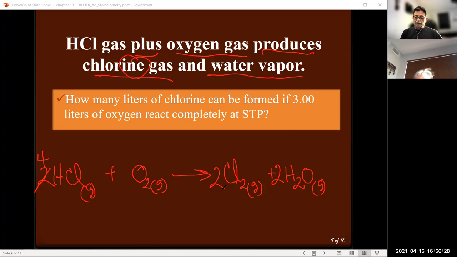Wow, okay, let's find out if I'm balanced now. I got 4 hydrogens on the reactant side, 4 on the product side. 4 chlorines in the reactants, 4 Cls in the products. 2 oxygens as oxygen, 2 oxygens as water. Guess what? We're balanced. Notice what happened there?